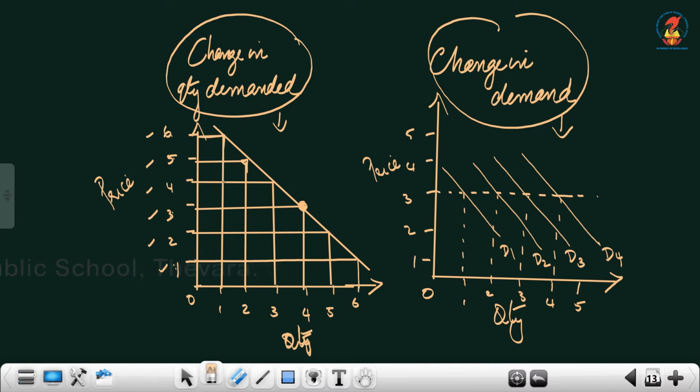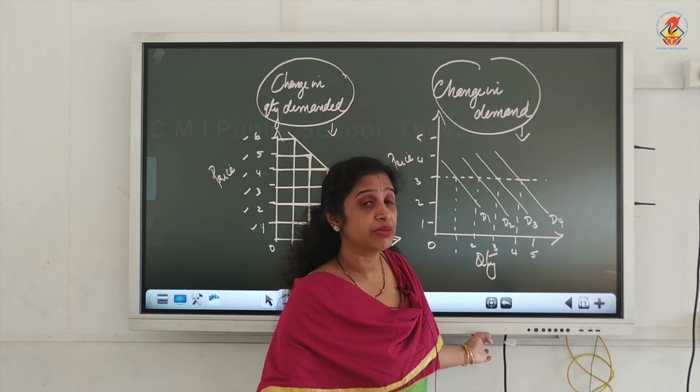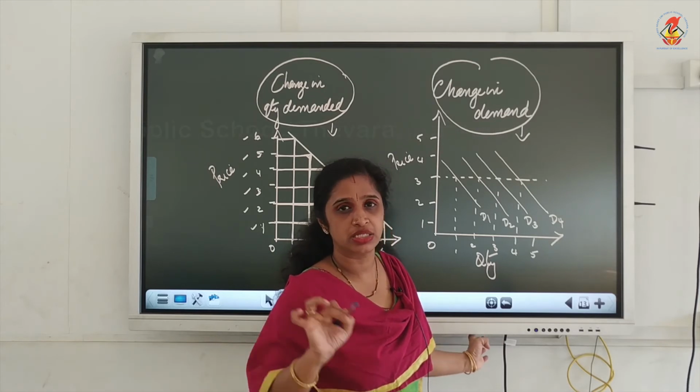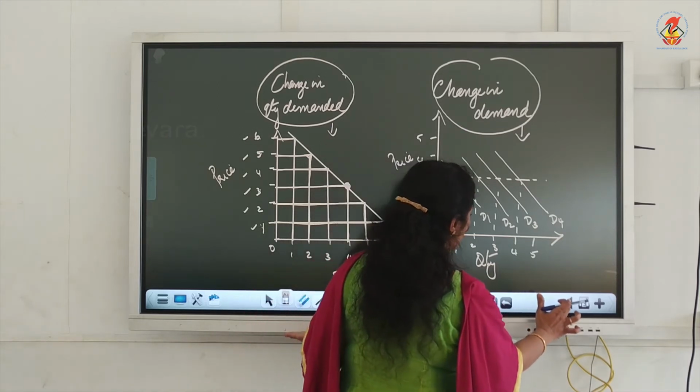At price 6, the consumer is demanding 1 kilogram. When the price has come down, the consumer is demanding more, 2 kilograms. When the price has come down from 5 to 4, the consumer is demanding 3 kilograms. When price has come down from 4 to 3, the consumer is demanding 4 kilograms. When price has come down to 2, the consumer is demanding 5 kilograms. When the price has come down to 1, the consumer is demanding 6 kilograms. So when the price has come down, quantity demanded is increasing, price is changing. So that is applied here. Now we will move on to the next one.